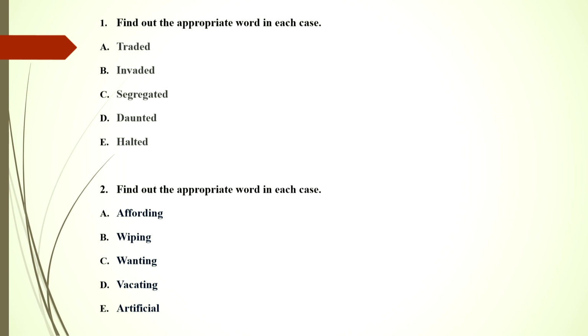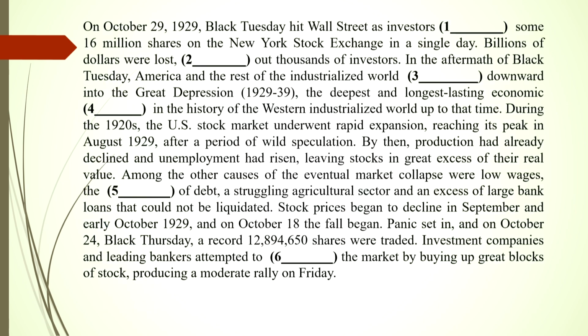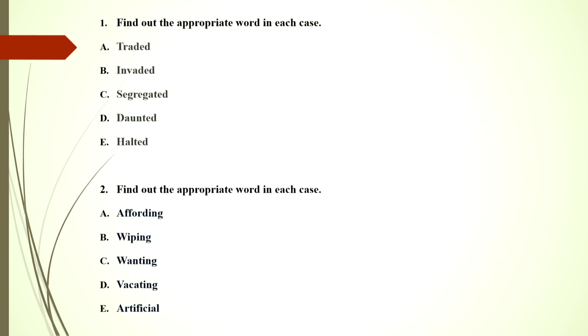Find out the appropriate word in each case. So, as the paragraph is talking about the 1929 stock market crash and Great Depression, the line as investors dashed some 16 million shares on the New York Stock Exchange in a single day itself suggests that investors can only trade. Hence, out of the given options, the correct answer choice should be option A.